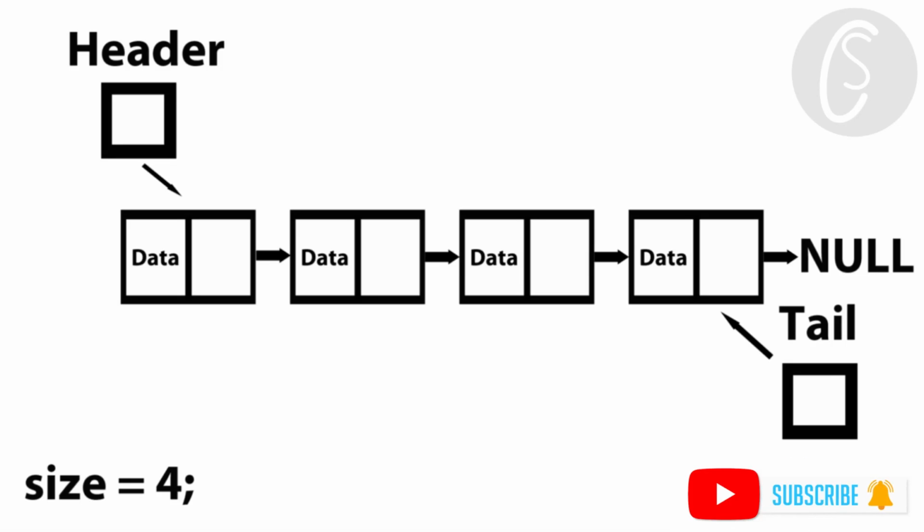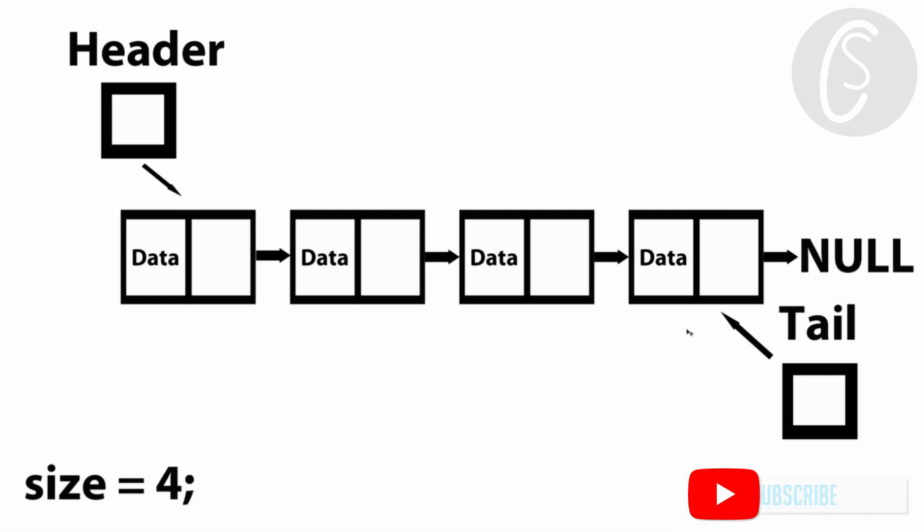And in this tutorial, we're going to be talking about removing the last node within our linked list. So to get started, you can see that we have a linked list. It has 4 nodes within it. Header is pointing to the first node and tail is pointing to the last node. Now there are actually 3 cases to consider.